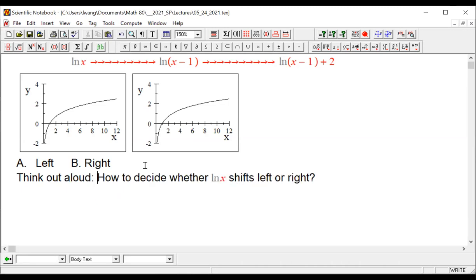How to decide whether shifting left or right? Because when we rely on memorization, sometimes that really screws us up, right? So how do we decide?